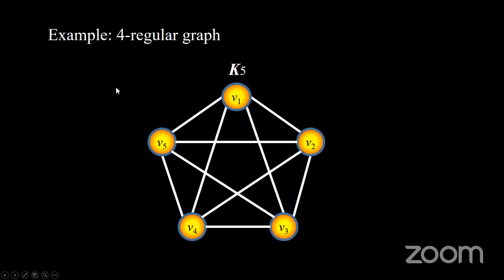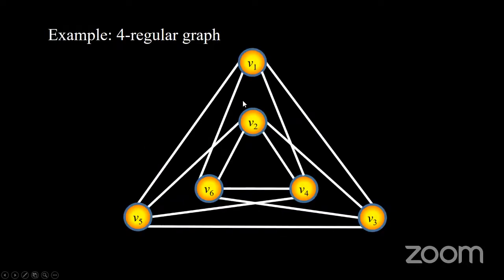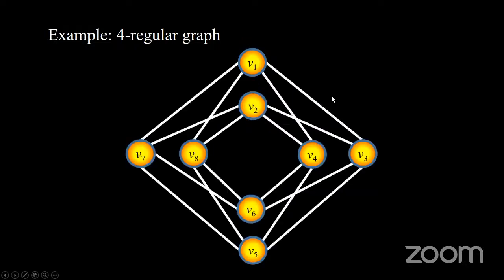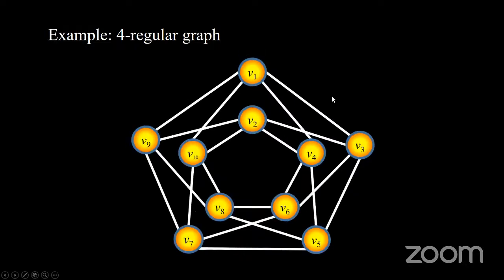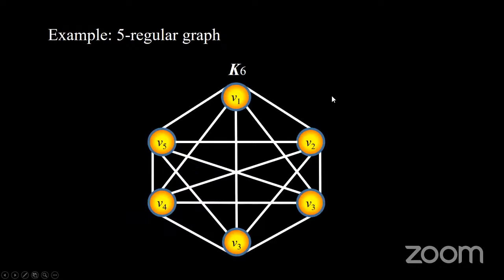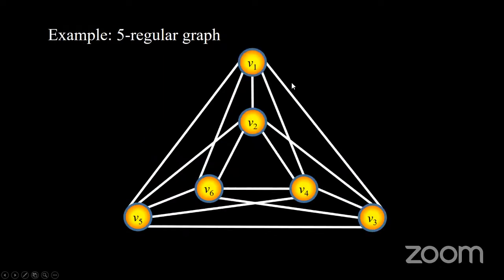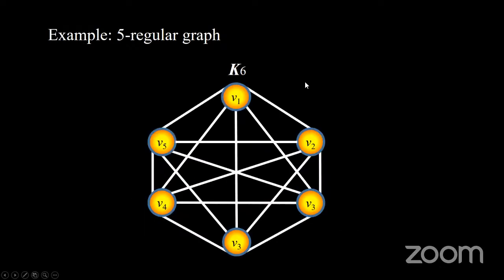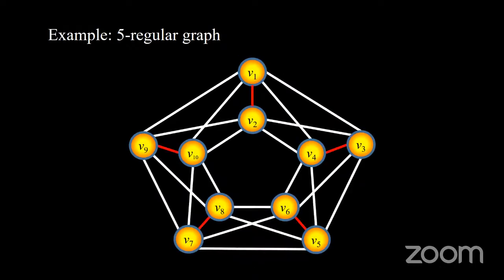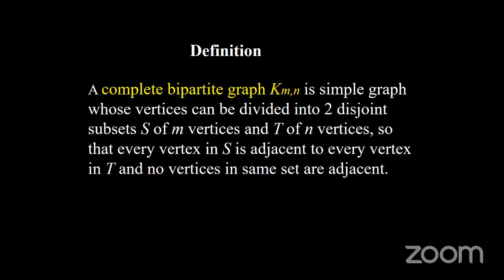Now this one is 4 regular. So K5 is 4 regular. Every vertex has degree 4, and so on. That's K5 also. Now this one is 5 regular. For Kn, that is n minus 1 regular. So these are all examples of regular graphs.